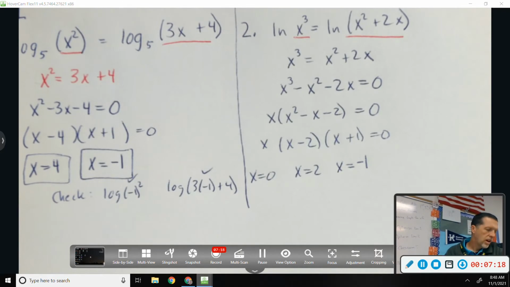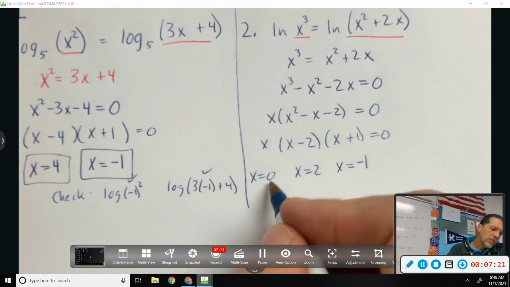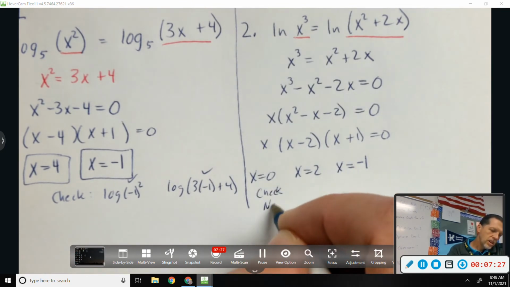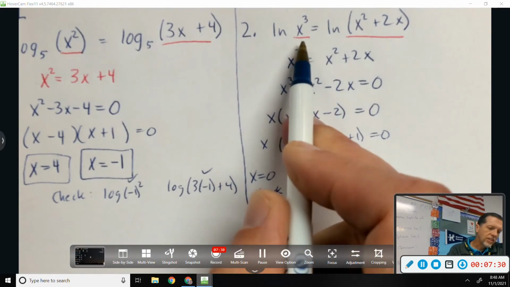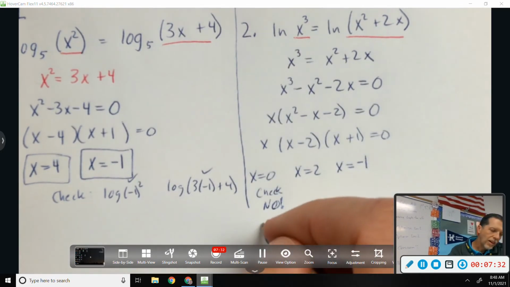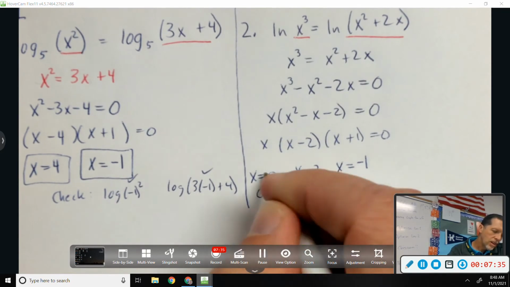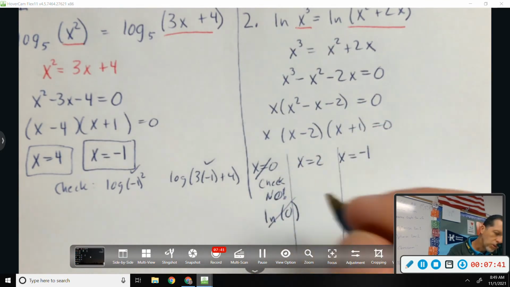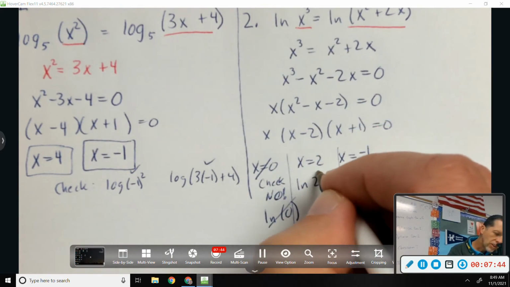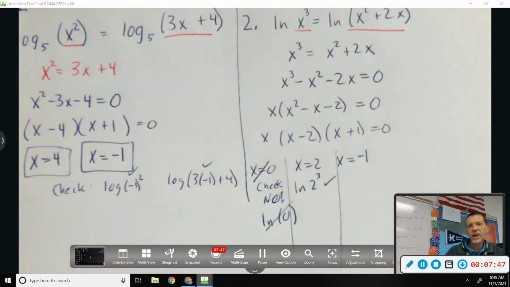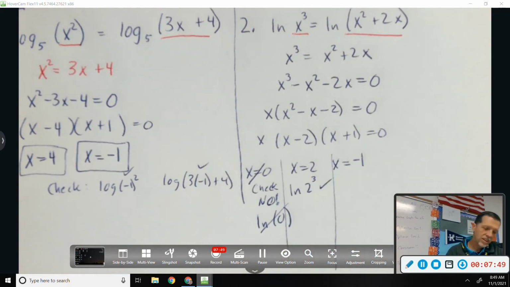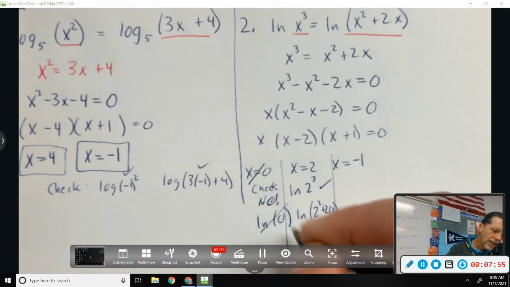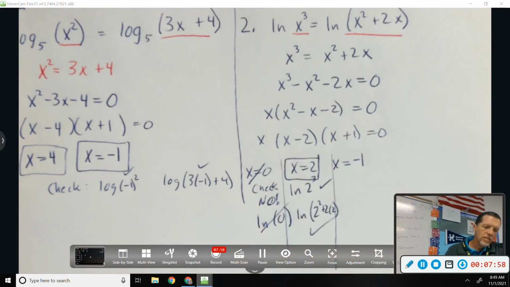Oh, you gotta check it. So does x equals 0 work? Wait. No, because the natural log of 0 doesn't work. You have to have a positive argument. So we'll throw out 0. How about 2? Yes. Let's see, natural log of 2 cubed. I don't really even care what it is. It's positive, so we're fine. On the other side, we get 2 squared plus 2 times 2. All of that's positive, so we're good there. So we like 2.